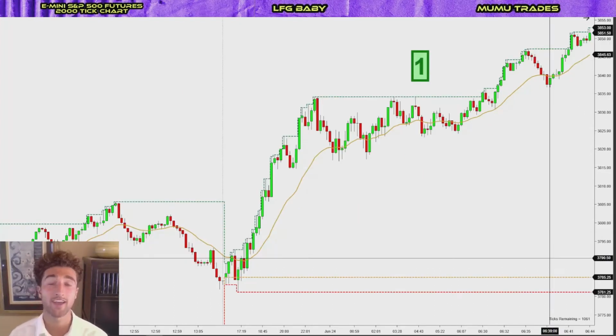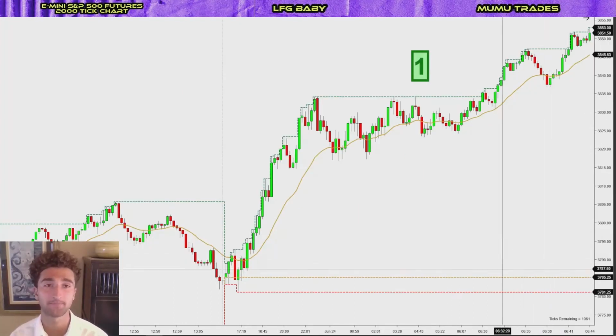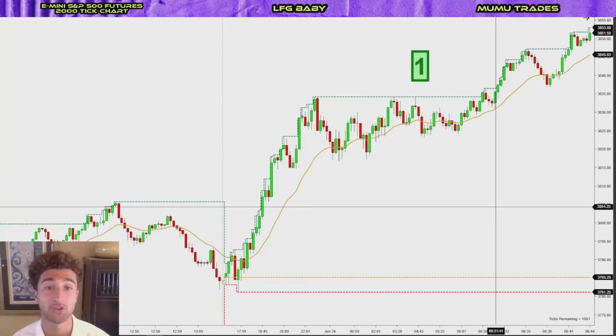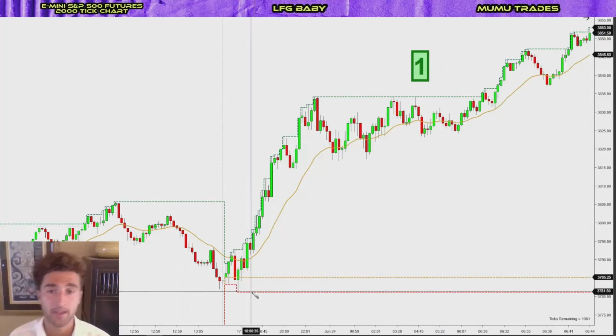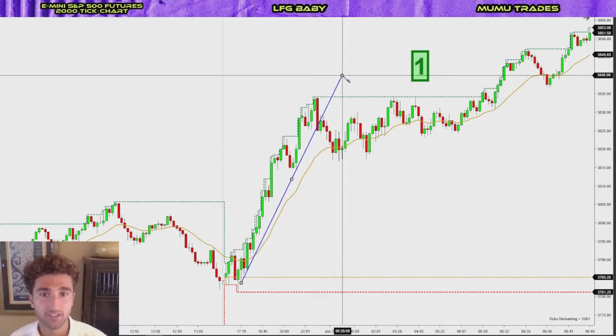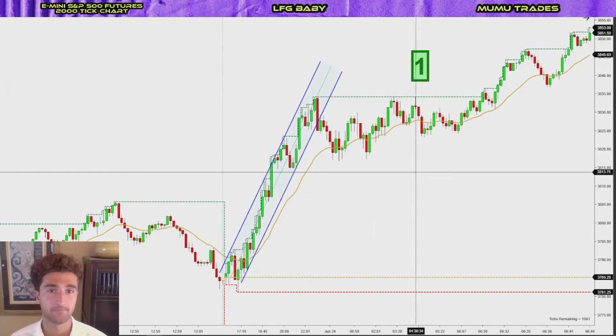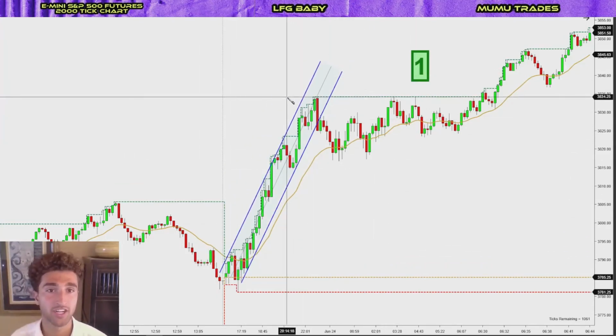Okay. And the first setup that we're going to look at is in this uptrend. So what do we always do in the uptrends? We just draw our trend channels. So in the overnight session, there was a strong uptrend here, followed by a lot of congestion.